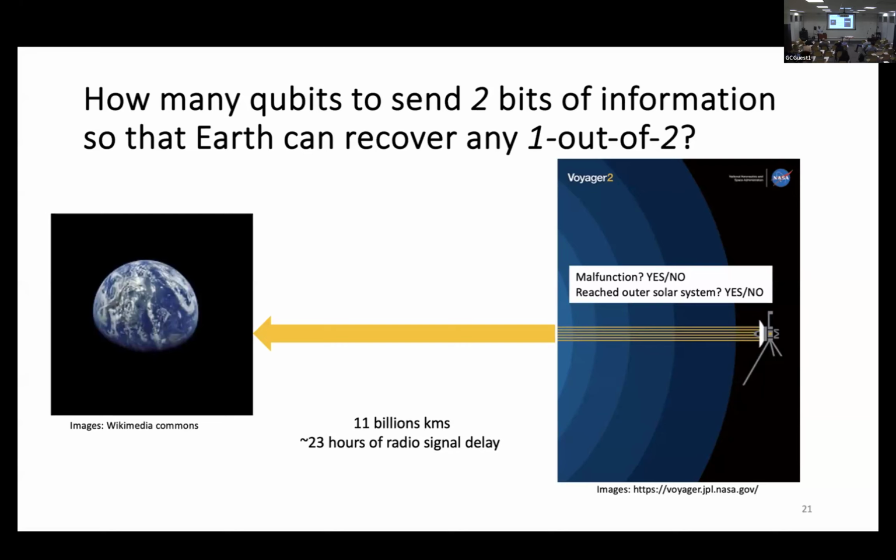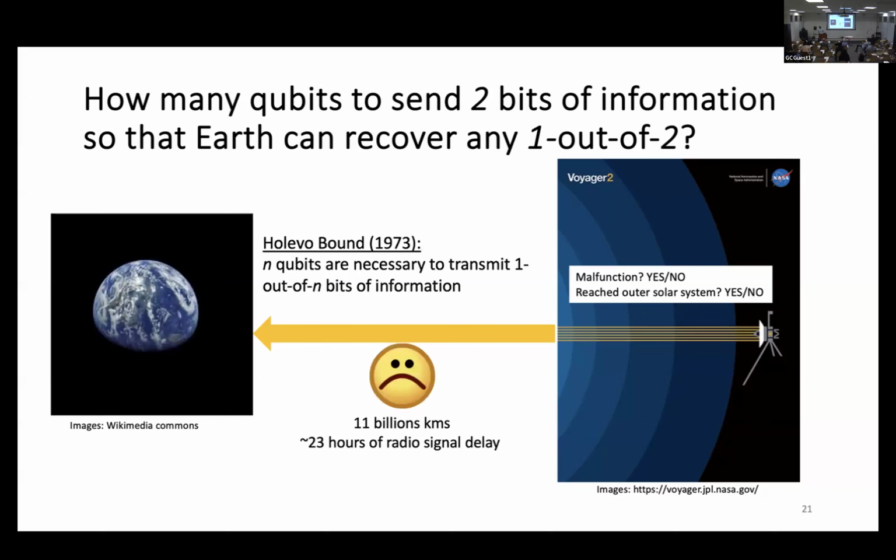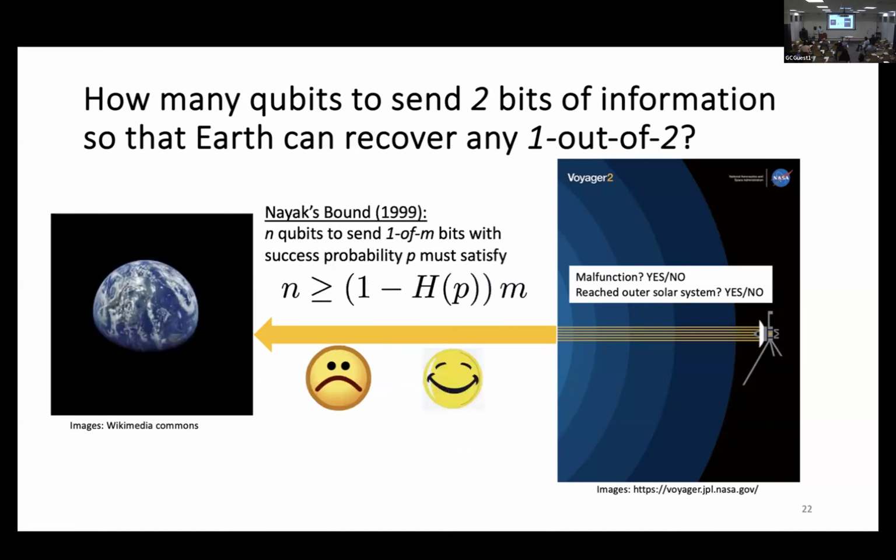Something like yes or no. But the Earth, of course, didn't tell which one it wants. So can Voyager send 1 qubit to the Earth so that the Earth can know either one of them, or both of them, for example? Then how many bits does Voyager have to send? Of course, if it's without error, the Holevo bound dictates that we need to send 2 bits or 2 qubits even. So there's no saving in the qubits.